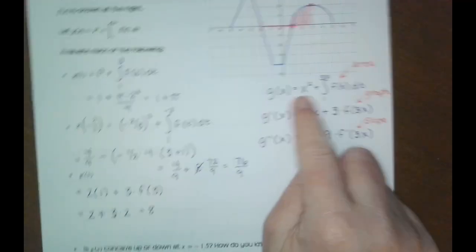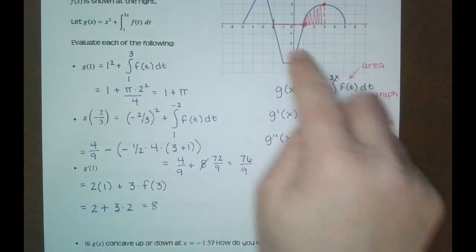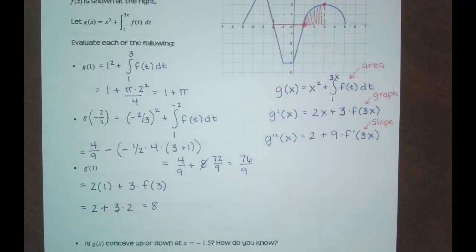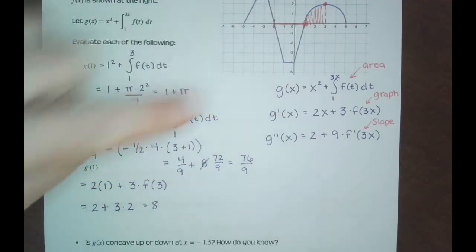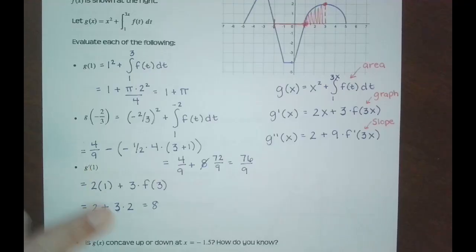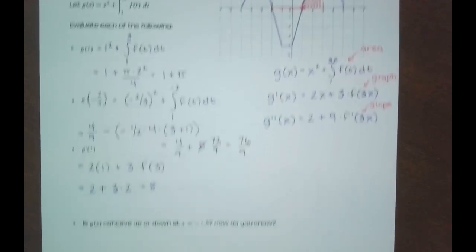So if I were to graph this g of x function, which, again, I don't really have a way to do because I don't have an equation for my f of x function, but that's fine. But if I were able to graph this, then at x equals 1, my tangent line would have a slope of 8. That's what this is telling me. Okay, so one more to hit here.